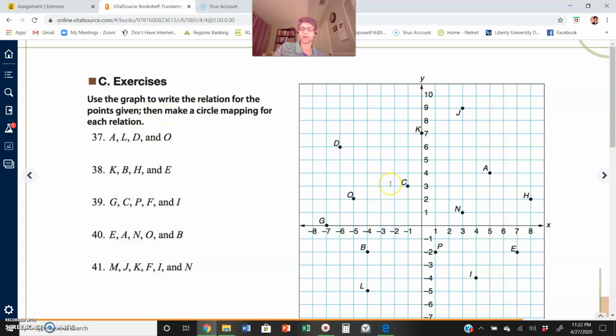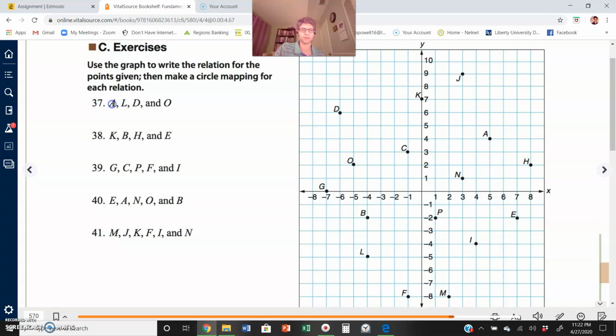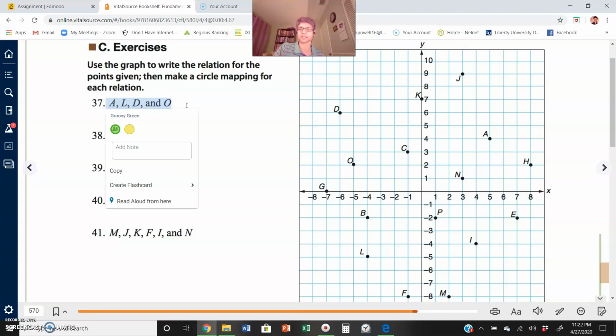Now, you see a bunch of letters. You're like, whoa, do I need all those letters? No. For number 37, you only need A, L, D, and O. So you got to find A, L, D, and O in this graph. You got to write their points, just like we did up here. Find A, L, D, O. These are not A, L, D, O. That's something else. You got to find the points and then make the graph, and that's your answer.